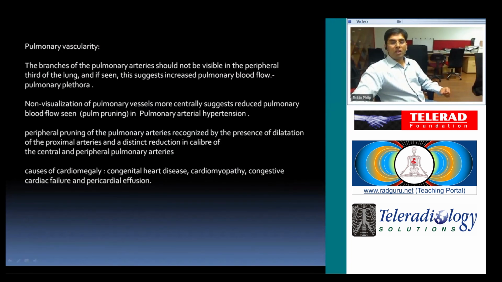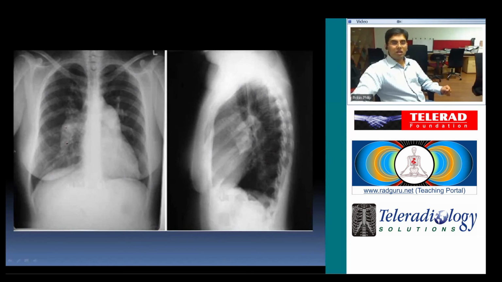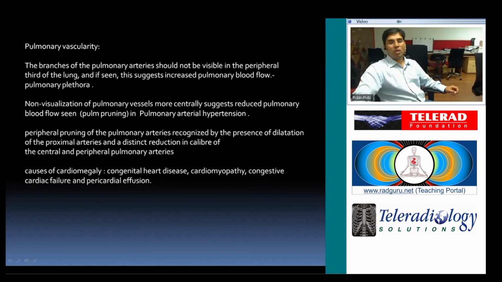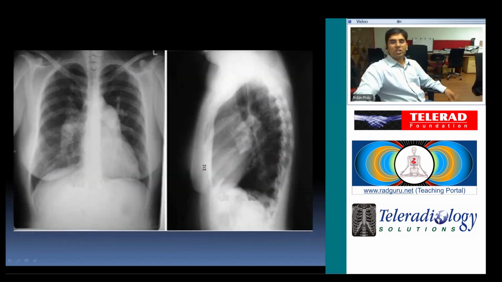And then there is non-visualization of pulmonary vessels more centrally. If you divide the lung into three areas, lateral, middle, and central, and you're not seeing vessels here, like in this case, you can see this overall oligemia. The lungs look a little translucent. This is a case of pulmonary hypertension with pulmonary oligemia. That's called peripheral pruning. So you look for these signs. Some of the causes for cardiomegaly are congenital heart disease, cardiomyopathies, and pericardial effusions. In case of pericardial effusion, the heart is very globular, with very well-defined margins and a narrow pedicle. And then move on.